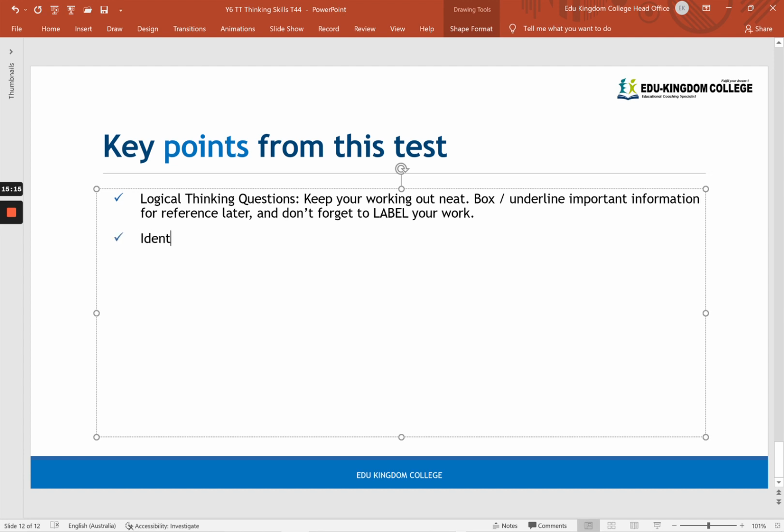For identifying assumptions questions, I want you to highlight the main idea in the passage, and try and link it directly to the answer options. That's really important. That's what's going to get you to the answer.